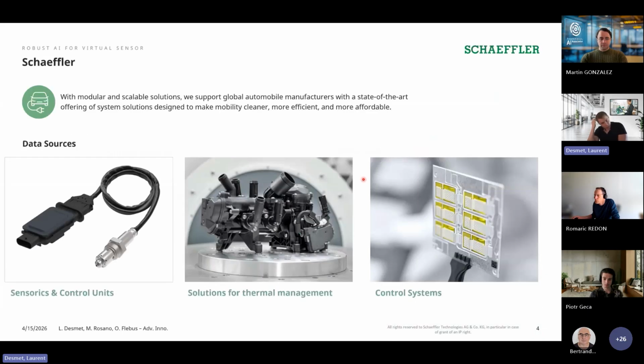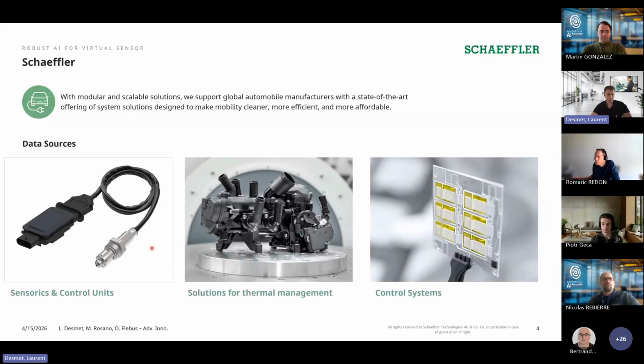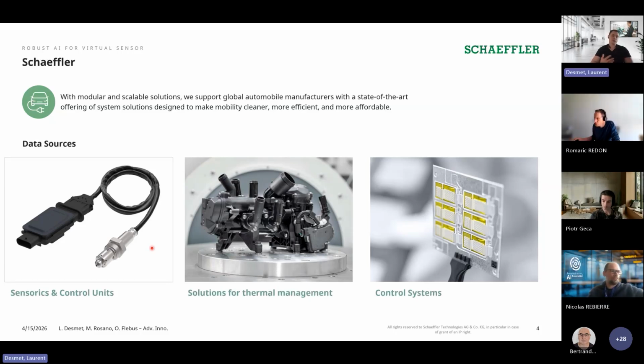So Schaeffler is an automotive company. They provide plenty of car pieces, but mainly, for instance, we have sensoric and control units. We also provide some solutions for thermal management and control systems. And typically, this thermal management relies on some inputs which can be provided through sensors. But sometimes the sensors cannot be placed in the car because you don't have the space, for instance. So we try more and more to develop what we call virtual sensors. And later on, this virtual sensor will be used for instance in a thermal management system.